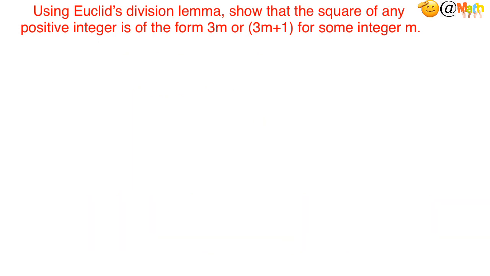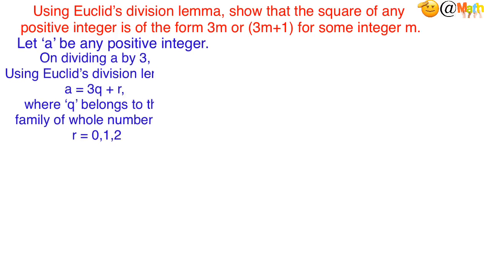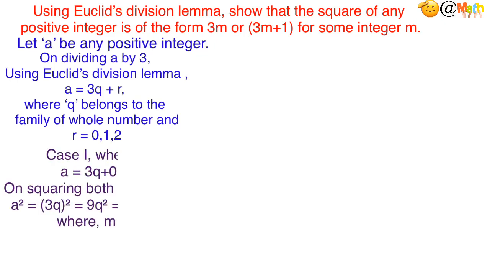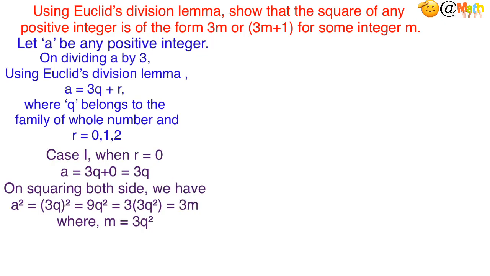Now, let us prove this using Euclid's division lemma. Let a be any positive integer. On dividing it by 3, we have a is equal to 3q plus r, where q belongs to the family of whole numbers and r is equal to 0, 1, 2. It will be less than 3 now. For the very first case, when r is equal to 0, a is equal to 3q. On squaring both sides, we have a squared is equal to 9q squared, which is a multiple of 3, and we can write it as 3m, where m is equal to 3q squared.